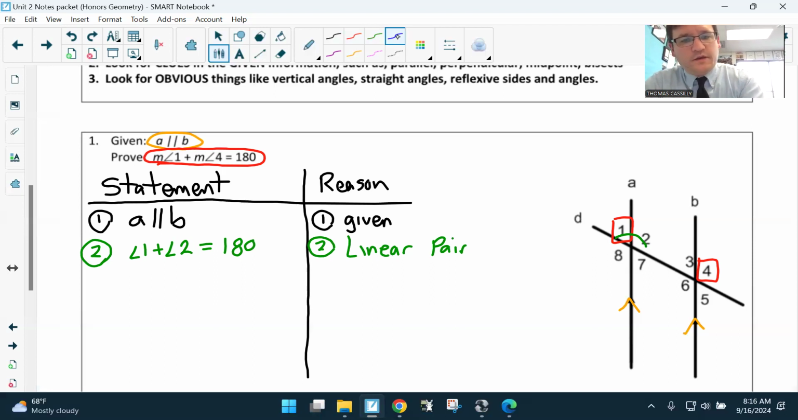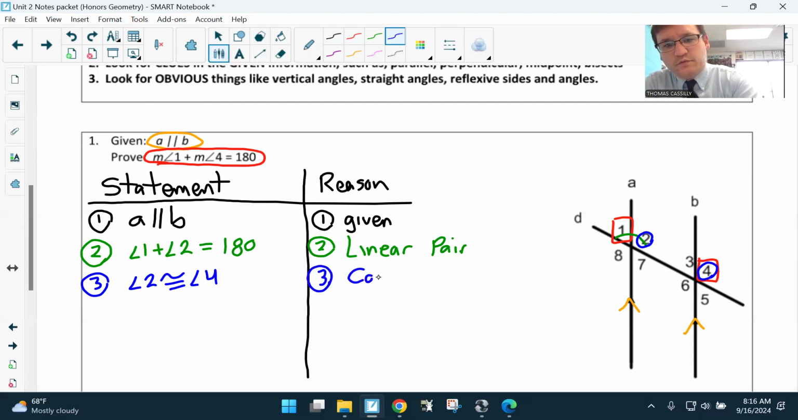So we have these two things together make 180 degrees. So now, here's what I'm going to do. I'm going to say angle 2 is equal to angle 4. All right, so step 3. Angle 2 is congruent to angle 4. All right, why can I say that? Well, we can say that because they are corresponding angles. So I'm going to abbreviate this, corresponding angles. We know when we have parallel lines, corresponding angles are congruent.